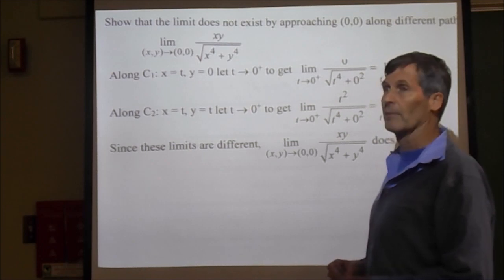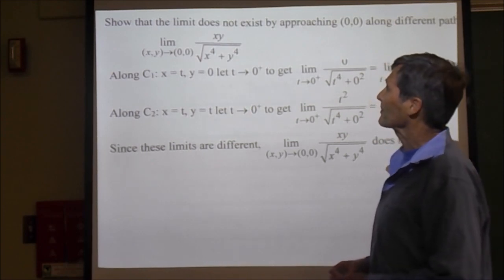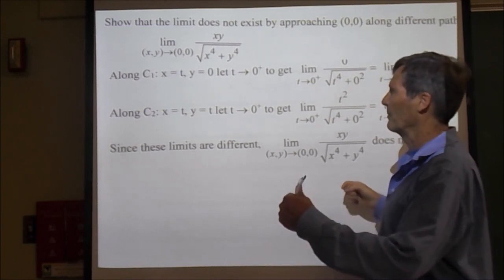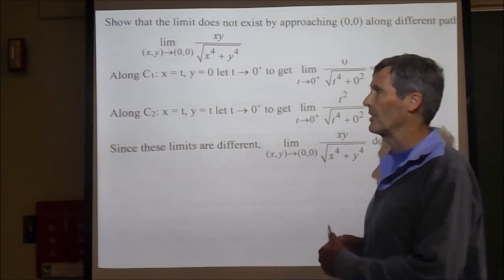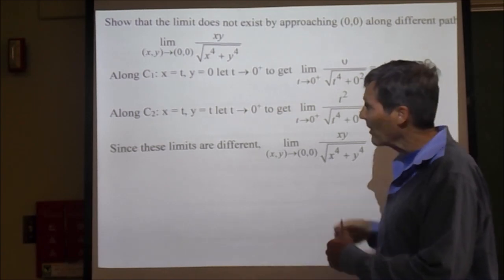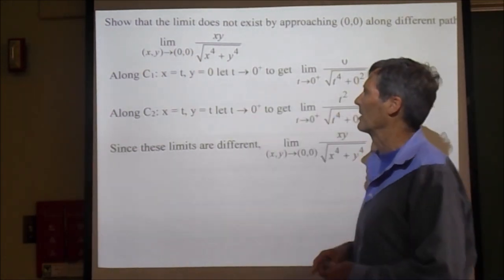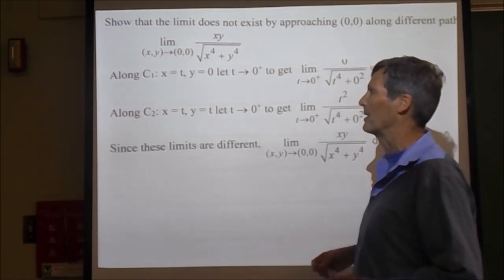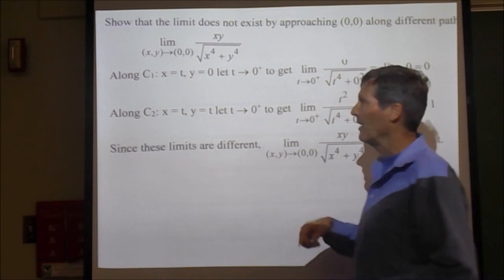Here's how you can show a limit doesn't exist. You can try approaching the point from different paths. If the limit really exists, you have to be able to approach from these different paths. The limit along each path to the point, the origin in this case, has to exist, and all the different limits have to be the same, from coming from any direction you want, along any path you want.